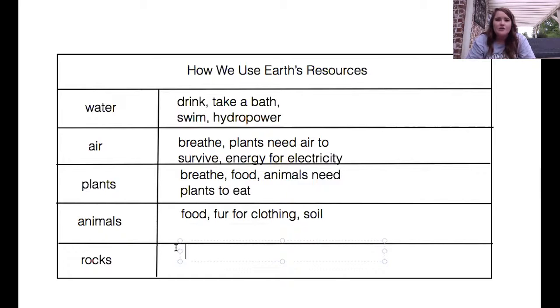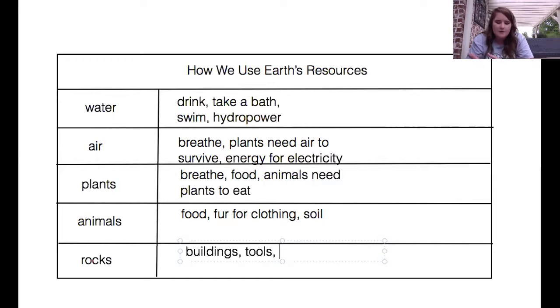Remember, we use rocks to build things, buildings, roads. Okay, so we need rocks to make buildings. We need our highways. What about tools? People use rocks and things for tools like hammers or saws. There may be some rocks and some minerals in there, especially some of those older tools.